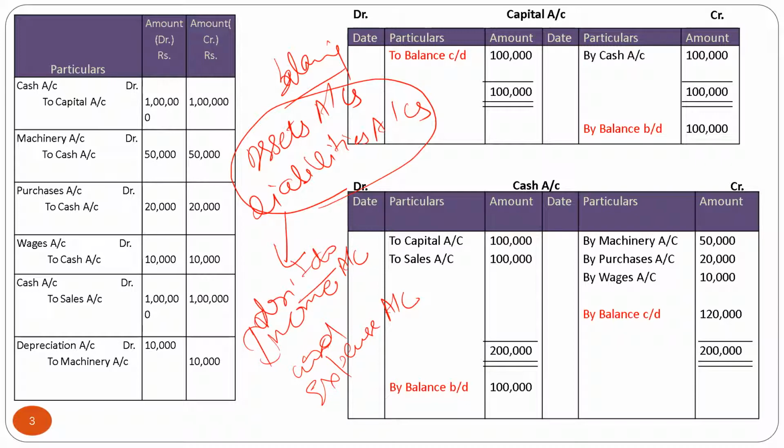Capital account is a type of liabilities account, so we have also done the balancing for this capital account. Our balance CD will become the balance BD in the next year. We have already done it for the cash account.